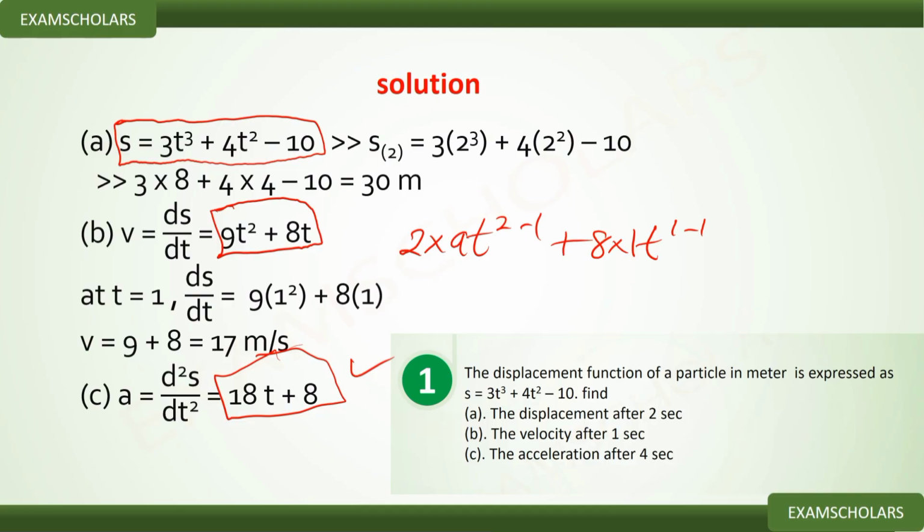Okay. Now, let's continue. So at t is equals to 4, just go ahead and put the value of t. So you have 18 multiplied by 4. What is 18 multiplied by 4? That's 72. Then you put your unit, meter per second square. Very simple.